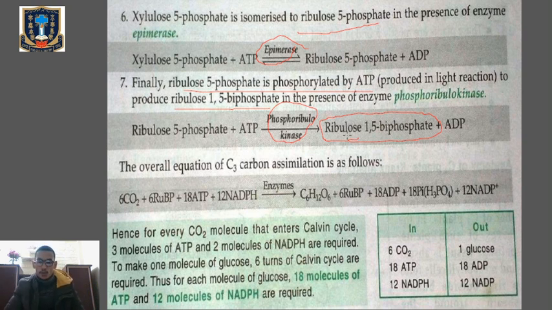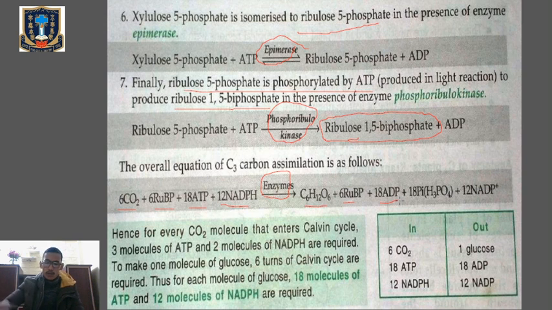Okay, so the overall reaction you can see over here, we have 6 molecules of carbon dioxide plus 6 molecules of RuBP, 18 molecules of ATP and 12 molecules of NADPH. In the presence of different enzymes, there will be formation of glucose C6H12O6, there will be regeneration of RuBP, there will be production of ADP, because whenever ATP is utilized, there will be formation of ADP. Okay, so these are the products or the overall reactions of the C3 cycle of photosynthesis.